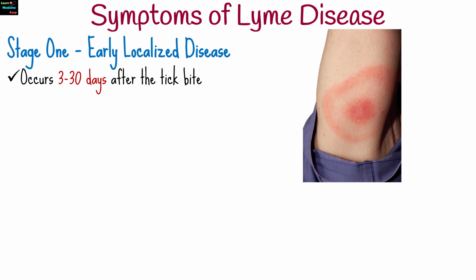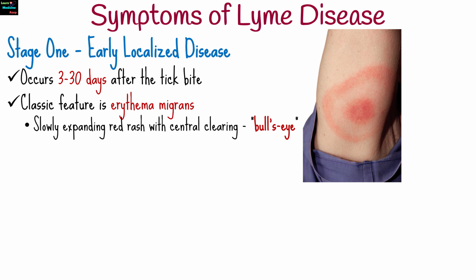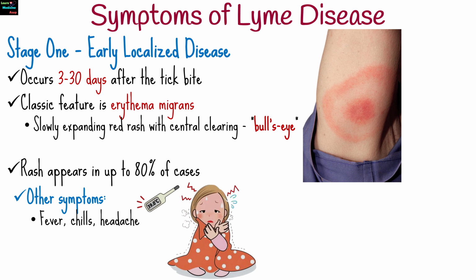Stage 1. Early localized disease. This occurs 3 to 30 days after the tick bite. The classic feature is erythema migrans, a slowly expanding red rash with central clearing. This bullseye rash appears in up to 80% of cases. Other symptoms include fever, chills, headache, fatigue, muscle aches, and swollen lymph nodes.